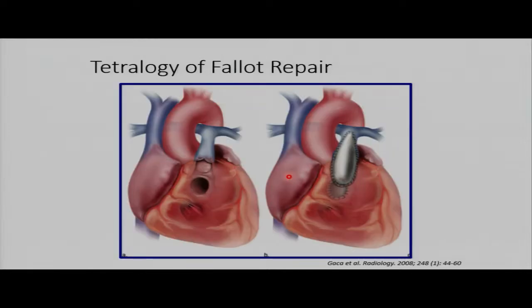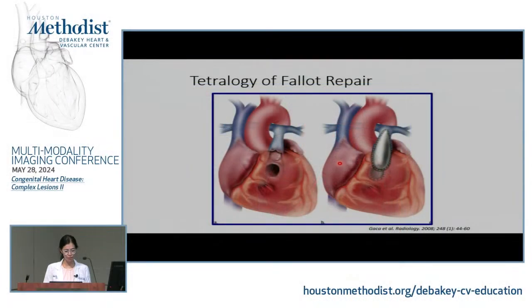Tetralogy of Fallot is a combination of four different findings caused by one congenital defect. Could you help me refresh what the four features of tetralogy of Fallot were? Yes, Gabriel? VSD, ventricular hypertrophy, pulmonary stenosis, and overriding aorta. All right, he gets an A.